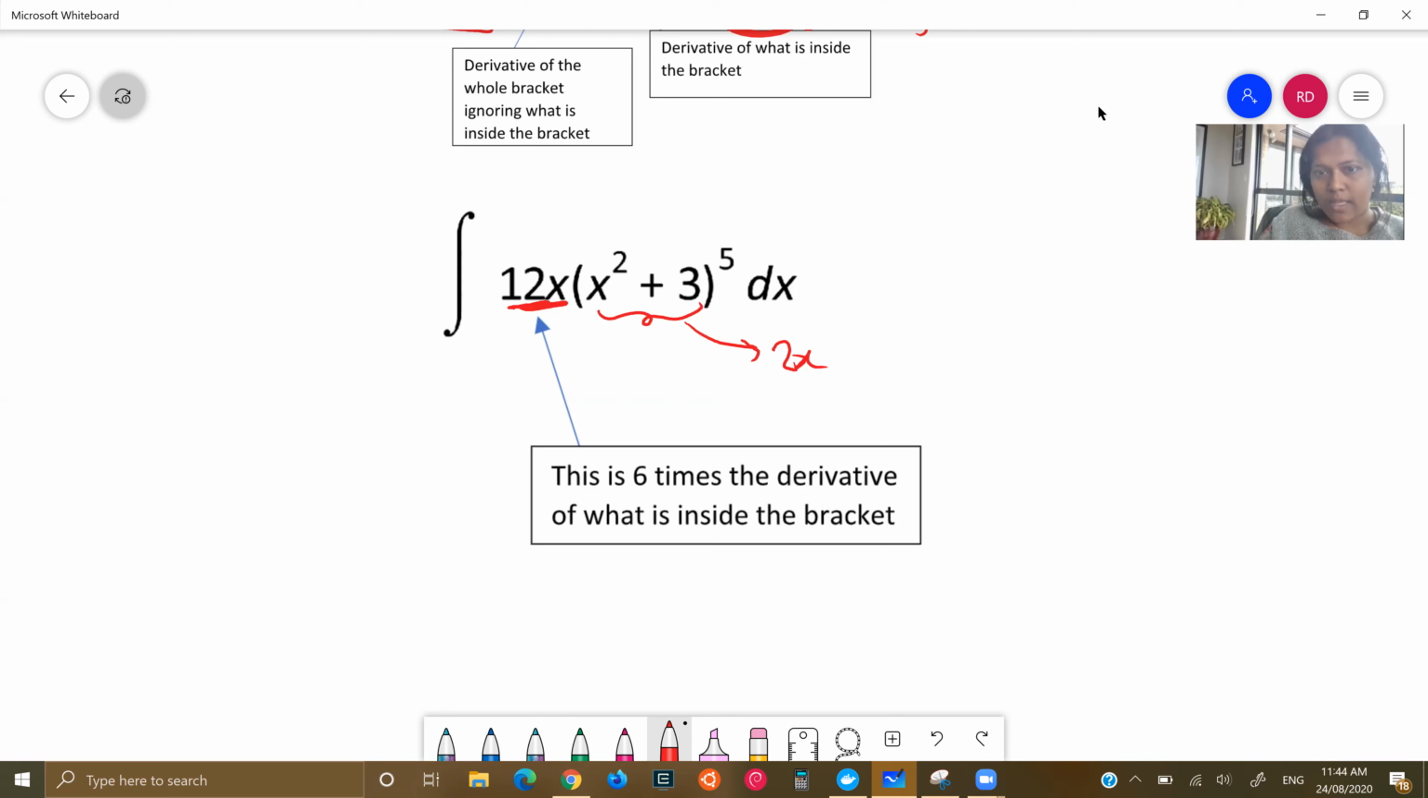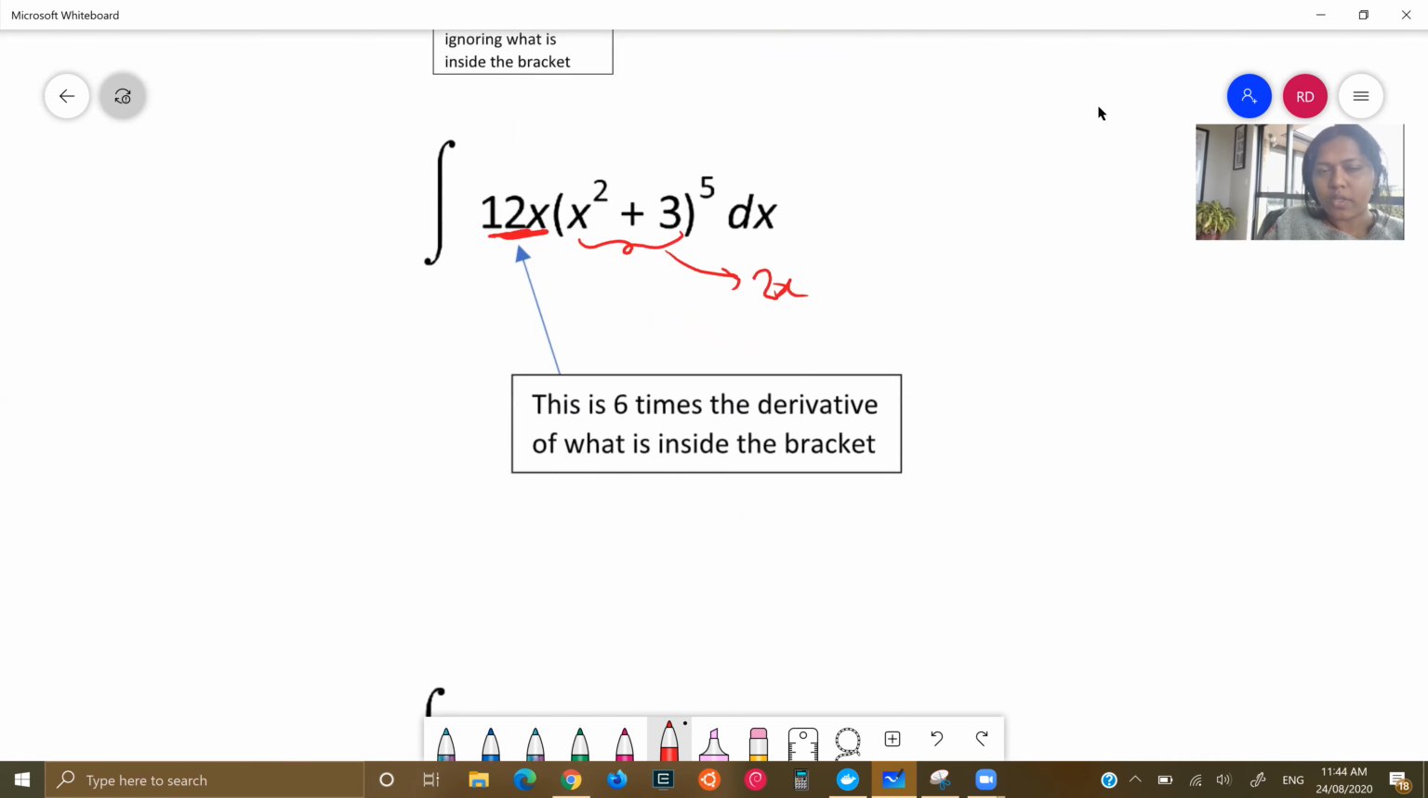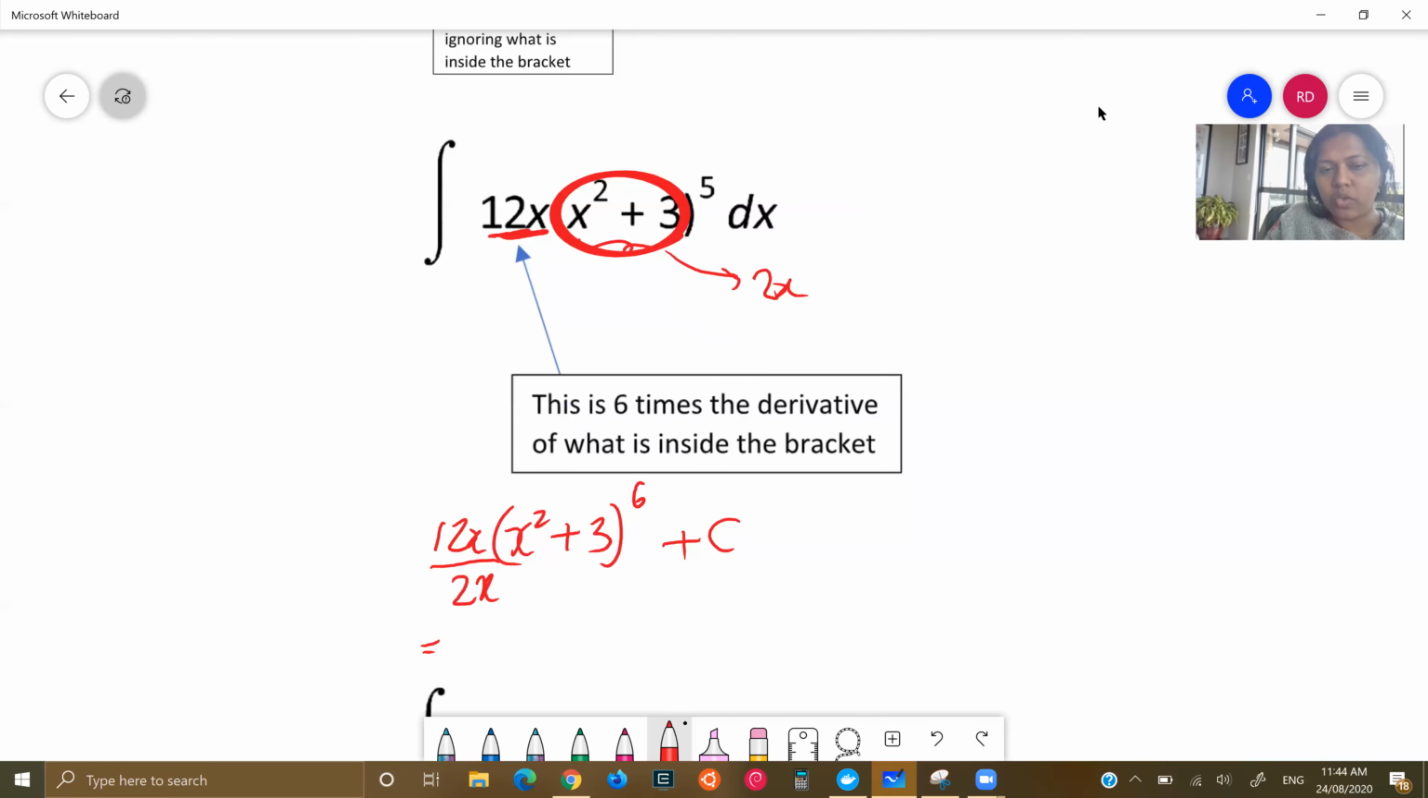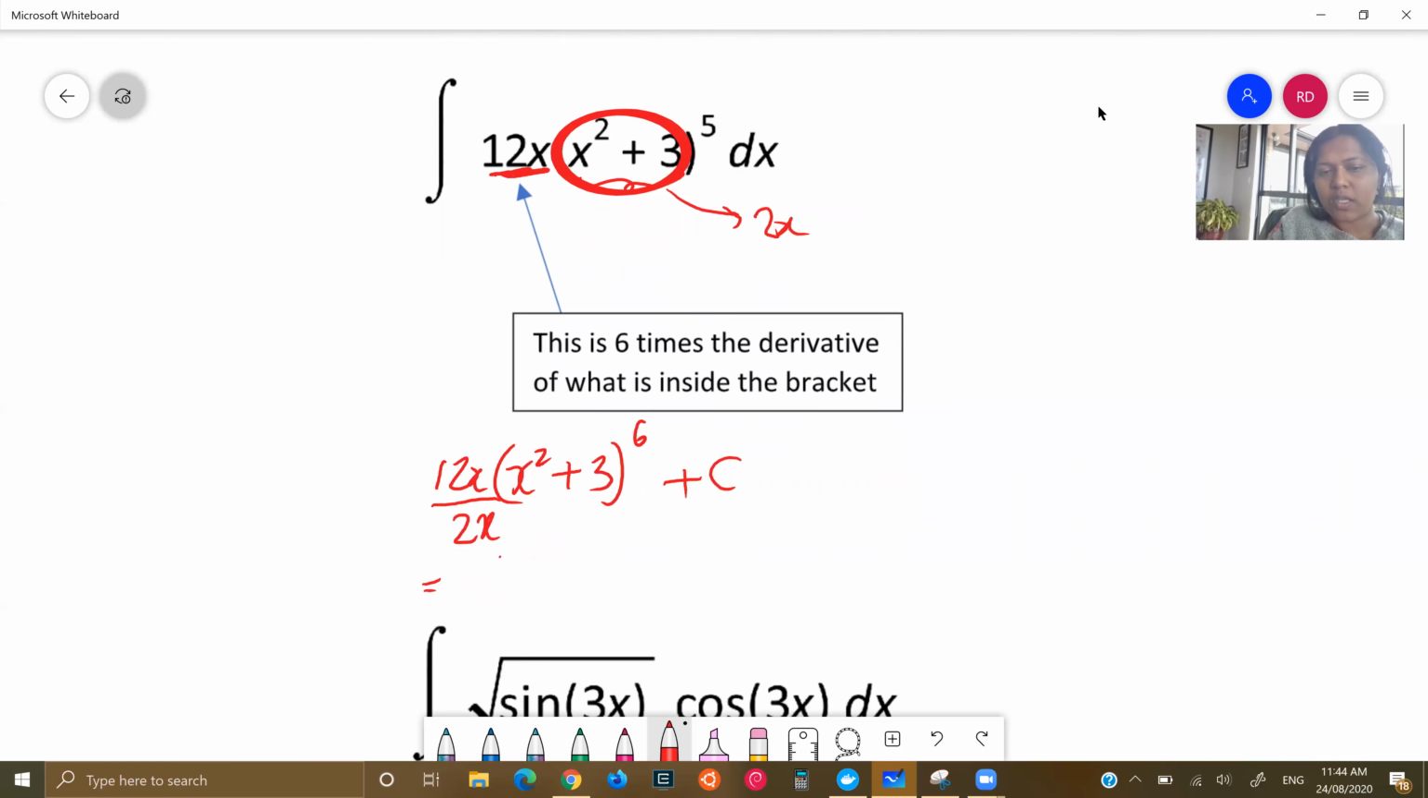So I can integrate this by applying the reverse chain rule. Ignore what's inside, pretend it's just like one variable. I'm just going to add 1 to the power, leave what's in the front there, and divide by the derivative of what's inside. So I'm going to divide by 2x and then the plus c. So that will simplify to, the x's cancel out, and I've got 6 (x squared plus 3) to the power of 6 plus c.